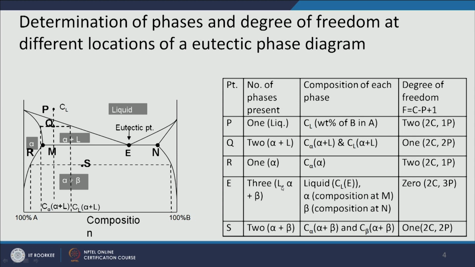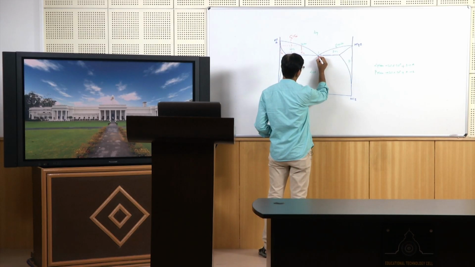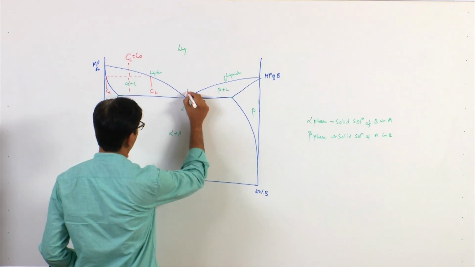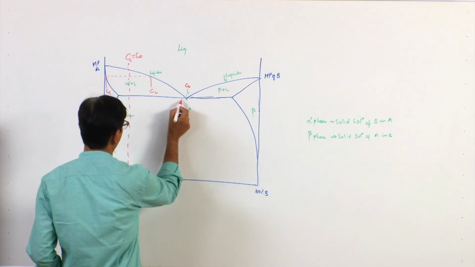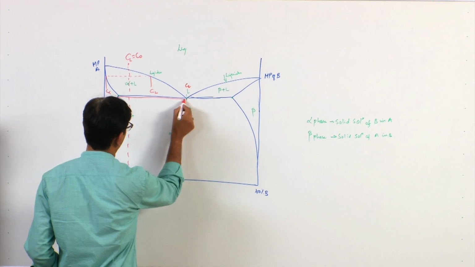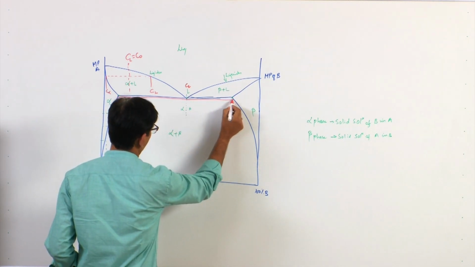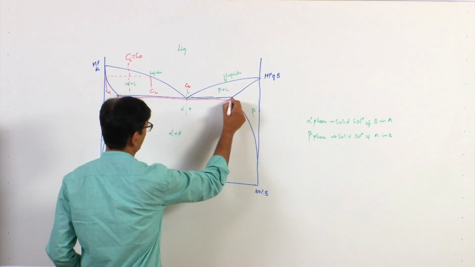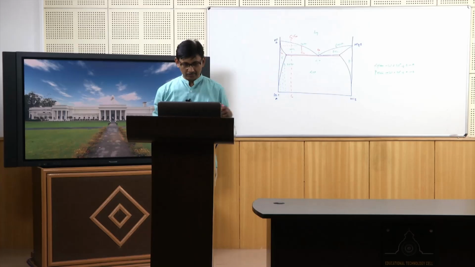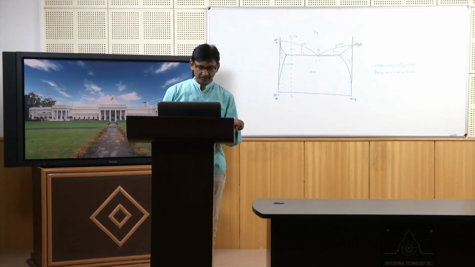At point E, there are 3 phases in equilibrium: liquid, alpha and beta. The liquid has the composition of Cl, alpha has the composition given by point M. So just below the eutectic point, this composition Cl is being divided into alpha and beta. Alpha will have this composition and beta will have this composition. So the maximum solubility of B in A, and maximum solubility of A in B, in this particular slide is given by point M and point N.